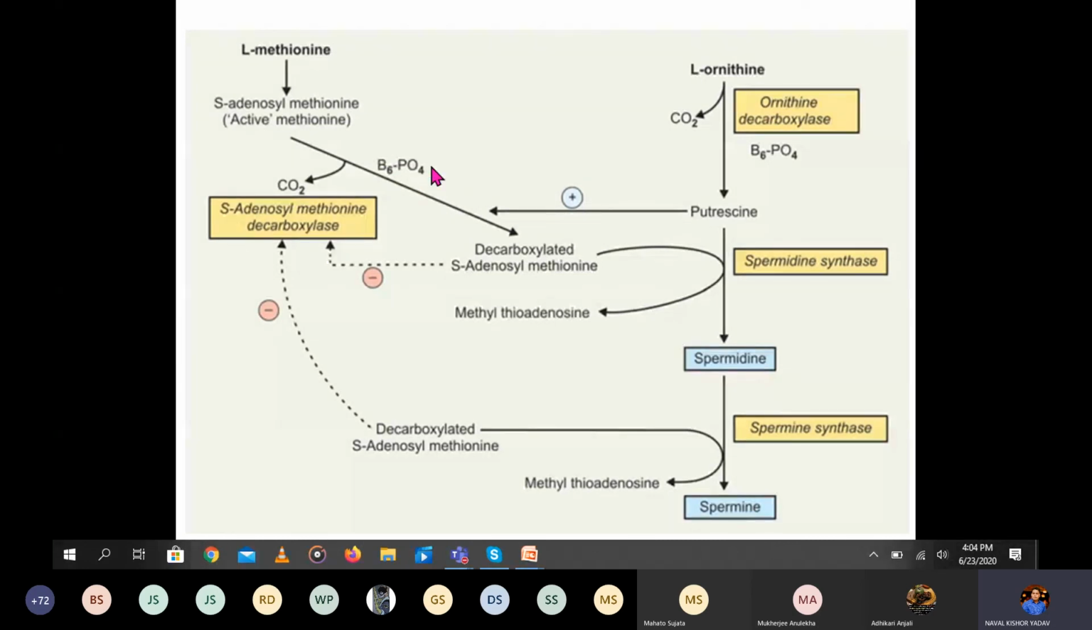Do you have any doubts? This is regarding polyamines: how they are synthesized, what the functions of polyamines are, how they are integrated, degradation of polyamines, and the medical importance, how it is clinically related.